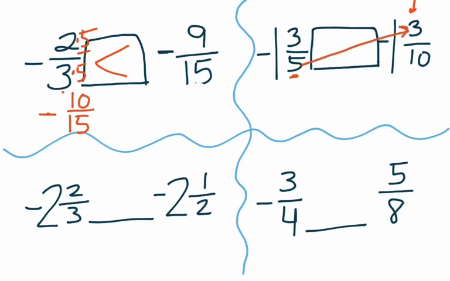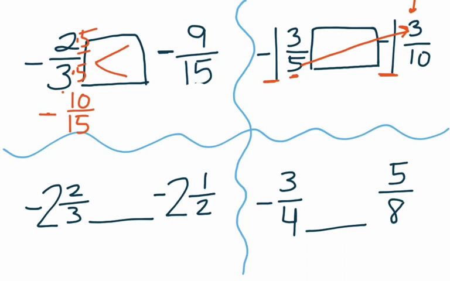I am able to ignore my whole numbers, as a side note here, because they are the same. When they're the same, we know it's not going to be the whole number that makes the difference, it's going to be the fraction part. So if one of these was negative 1 and one was negative 2, then we would know that the negative 2 is going to make the difference.